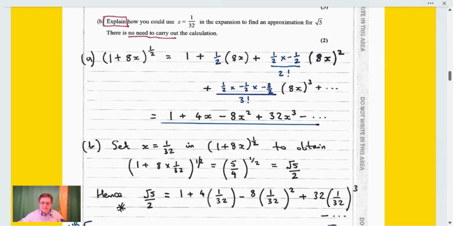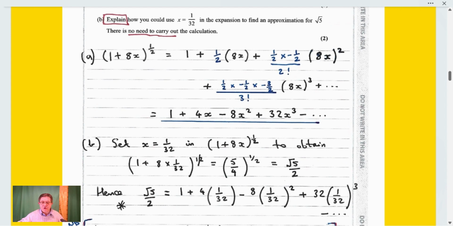Part B. Use part A to explain how you could use x equals 1 over 32 in the expansion to find an approximation for root 5. There is no need to carry out the calculation. This is an explain question. That means that it's not the numerical answer we're looking for, it's the explanations here.